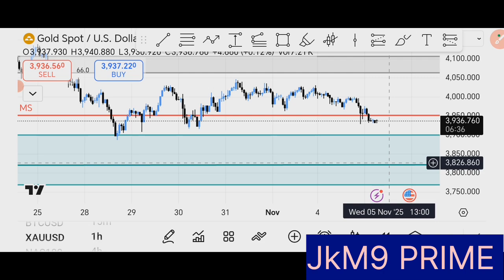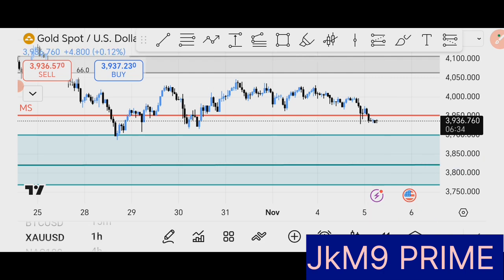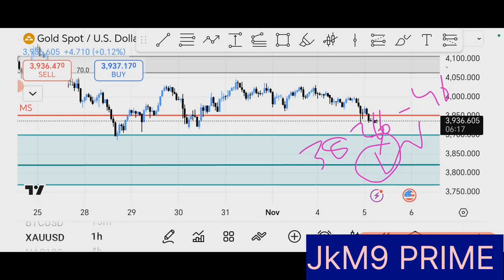If price continues to go down, we expect the price range to be maybe 3826 to 3840, this zone. After that, price will retrace one time, then based on the liquidity, price goes uptrend or downtrend. So wait and watch.